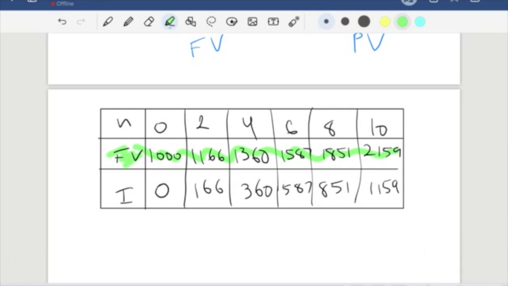And because there's powers involved and they're not really nice numbers, you're going to get a lot of decimals. So here we've just rounded up to the nearest whole number.